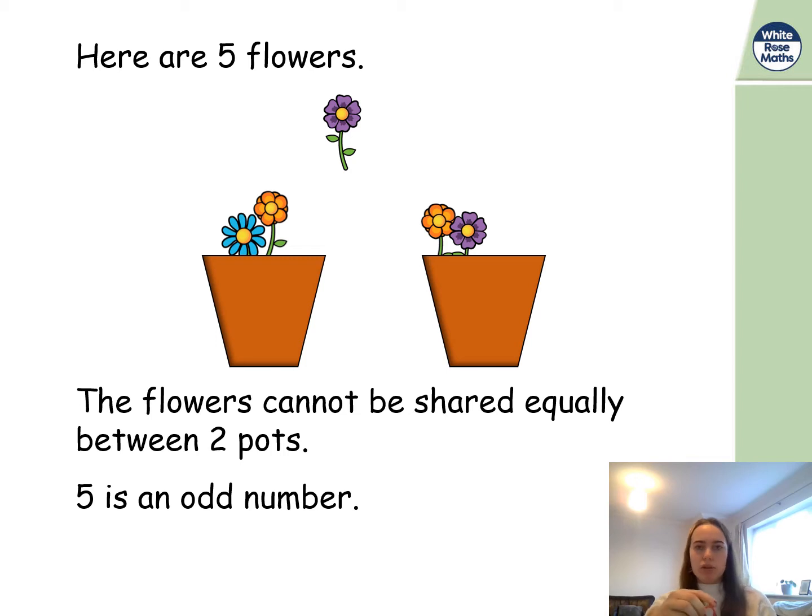So look, I've got the number 5 Numicon here. Here's 2 flowers, another 2 flowers, and then 1 flower left by itself that can't be put in a pot. So that is an odd number.